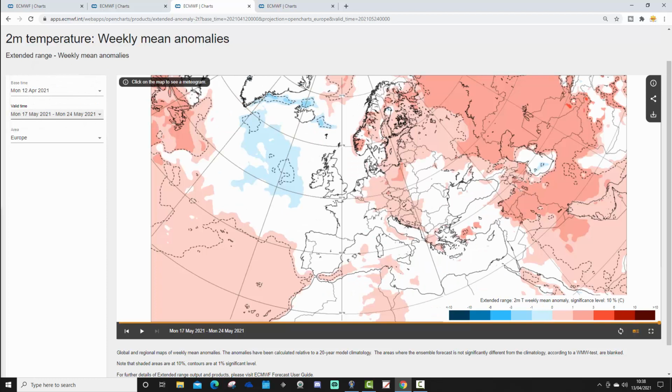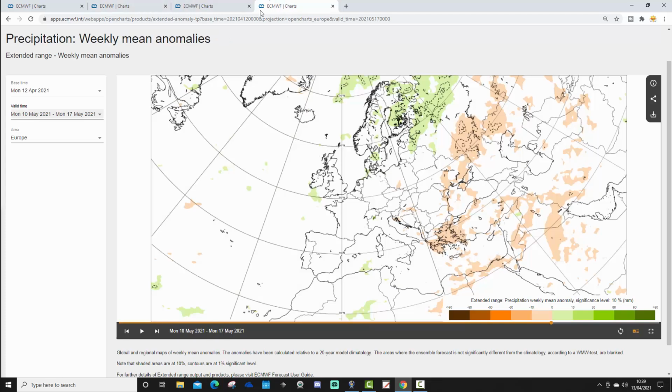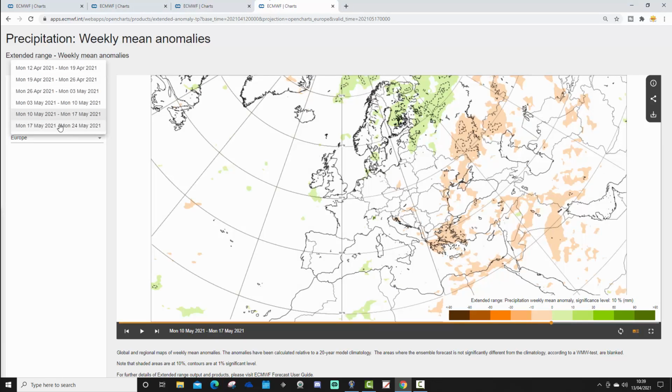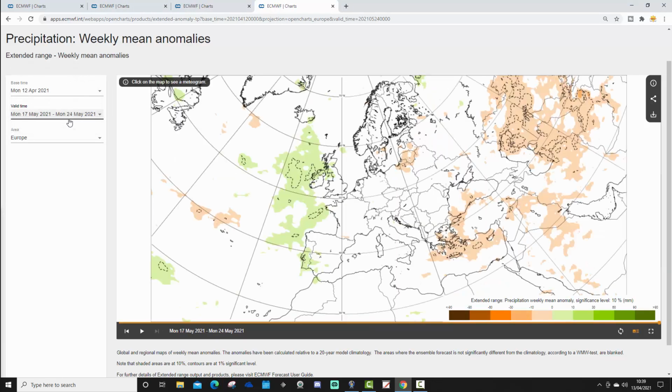Week 6 temperature anomaly. Much of northern central Europe might have an average. In the west, it does look as though it's probably that little bit cooler. A week 6 precipitation anomaly looks a little bit on the wet side for Western Europe, especially for Ireland, possibly for the UK, and maybe for parts of Portugal and Western France as well. East and South East Europe look like they're getting the driest weather.